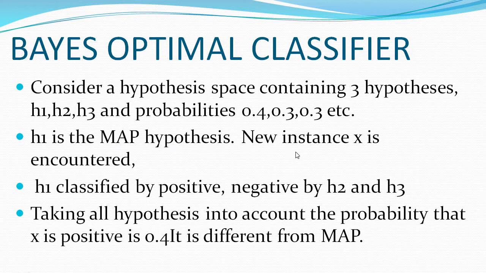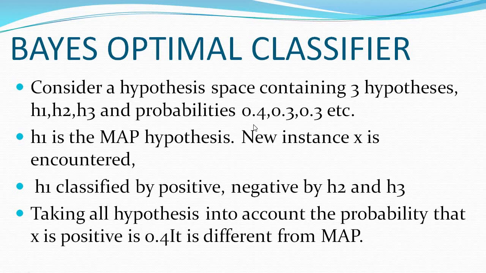We encounter a new instance X, and H1 predicts the new instance X. Within these probabilities, which one is the optimal classifier? The optimal hypothesis, the optimal classifier. To understand that, for this new instance, H1 is classified as positive and H2, H3 are classified as negative. Taking all the hypotheses into account, the probability that X is positive is 0.4, which is a little different from the maximum a posteriori hypothesis.